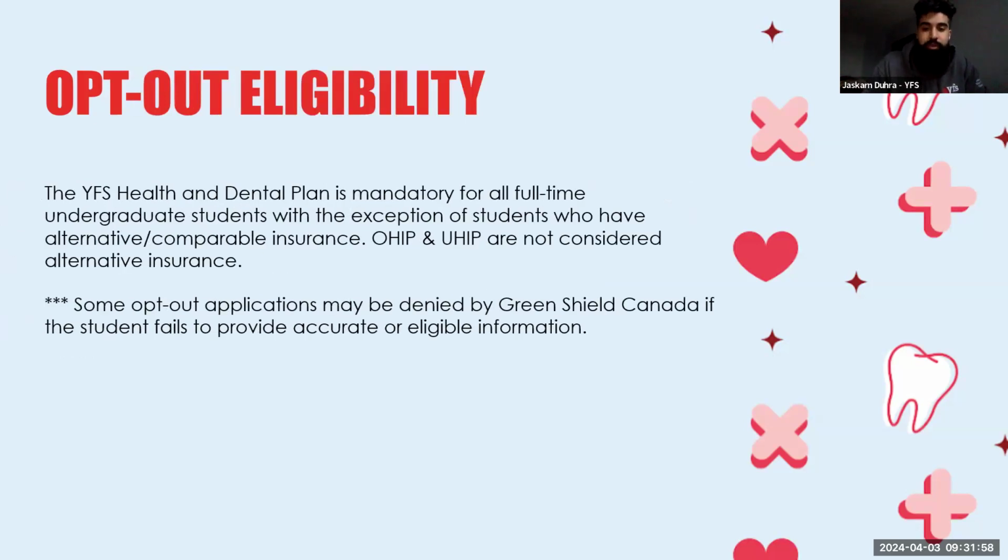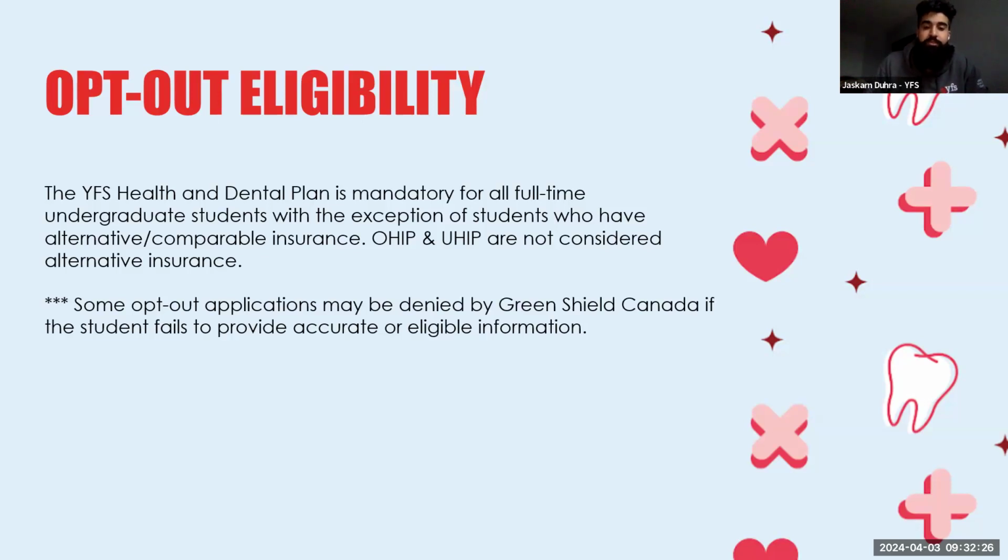Opt-out eligibility. It is a university policy for full-time students to be enrolled into extended coverage. If students do have comparable coverage, they have the ability to opt out. They just, again, have to fill out the opt-out application prior to the opt-out application deadline. Students do require comparable insurance. Again, this could be through an employer, or through a parent.